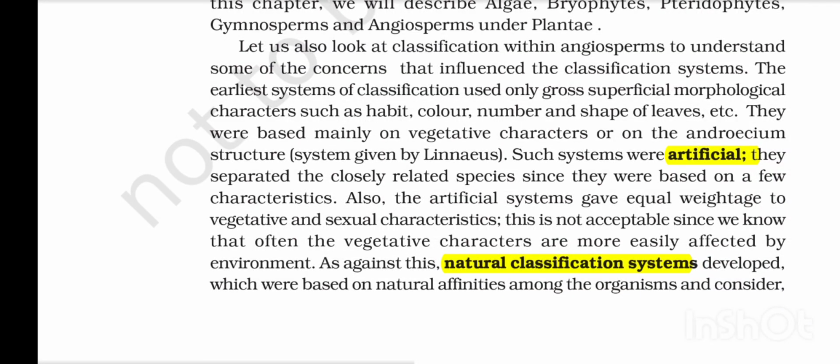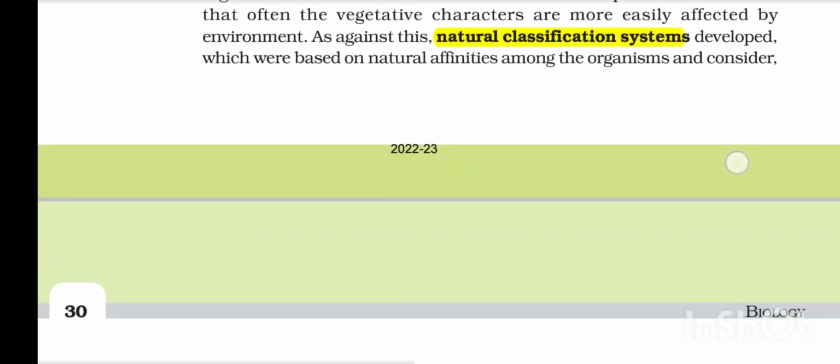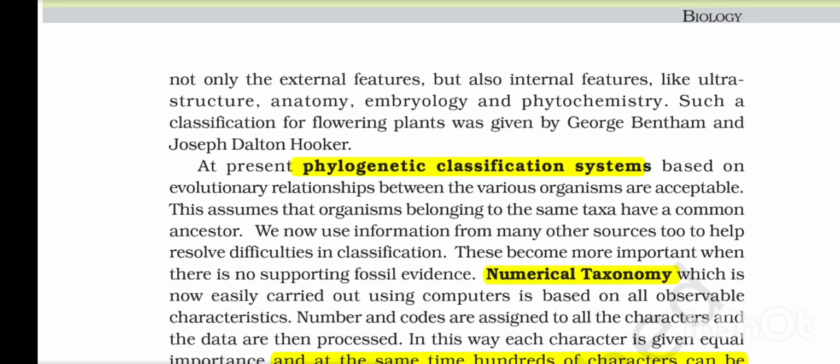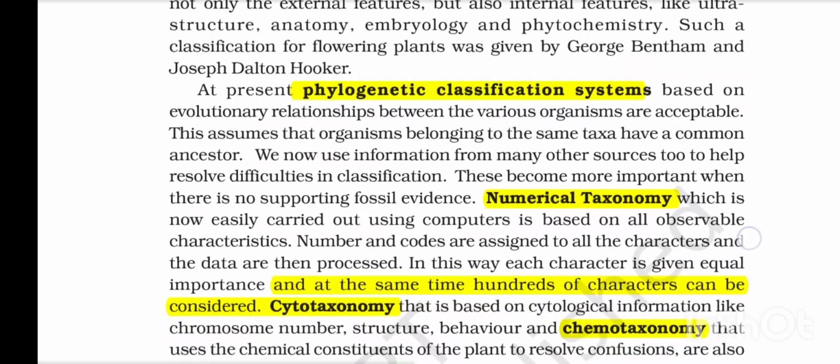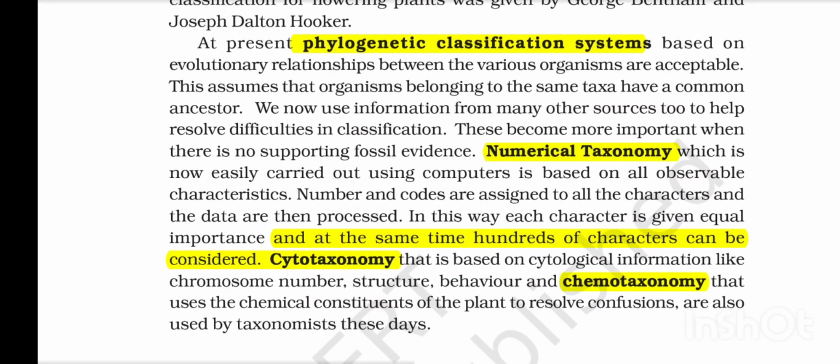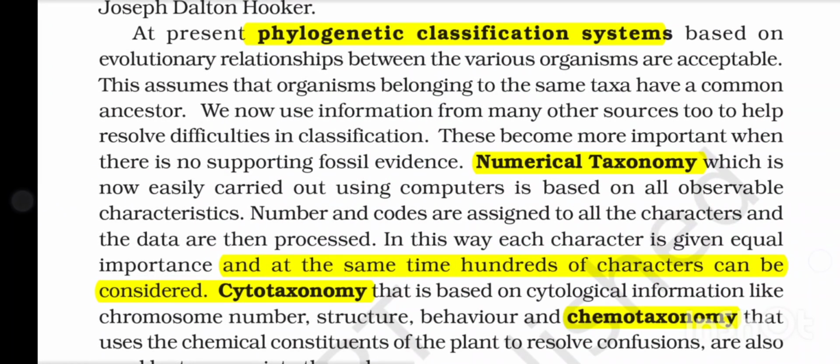As against this, natural classification systems developed, which were based on natural affinities among the organisms and consider not only the external features but also internal features like ultrastructure, anatomy, embryology, and phytochemistry. Such a classification for flowering plants was given by George Bentham and Joseph Dalton Hooker. At present, phylogenetic classification systems based on evolutionary relationships between the various organisms are acceptable. This assumes that organisms belonging to the same taxa have a common ancestor.